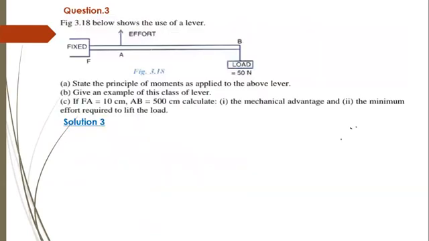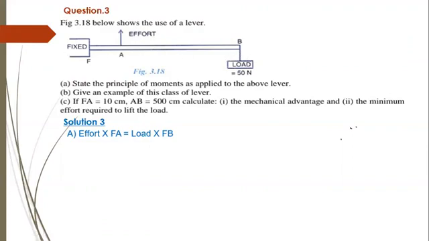Question number 3. The figure given below shows a lever. What is the principle of moments? We know that the principle of moments states that in equilibrium, the clockwise moments are equal to the anti-clockwise moments. The sum of all the clockwise moments is equal to the sum of all the anti-clockwise moments. How will it be applied here? You have to write down the effort multiplied by the effort arm. Effort arm is FA. And load multiplied by load arm. Load arm is FB, the distance between the fulcrum and the load.